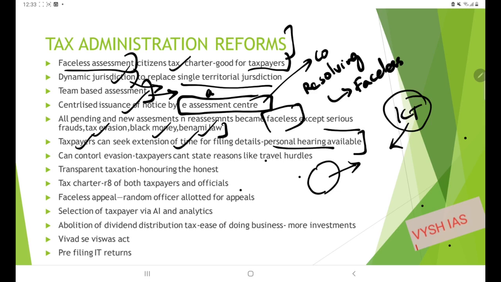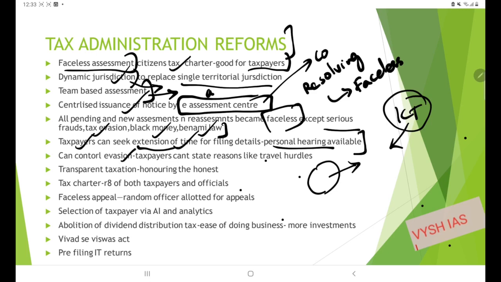Other than tax evasion, some people may not be able to pay tax because of agricultural distress or debt kind of problems. So for accommodating the grievances of such people, government has included the extension of time also. Then through these measures, what can be done?